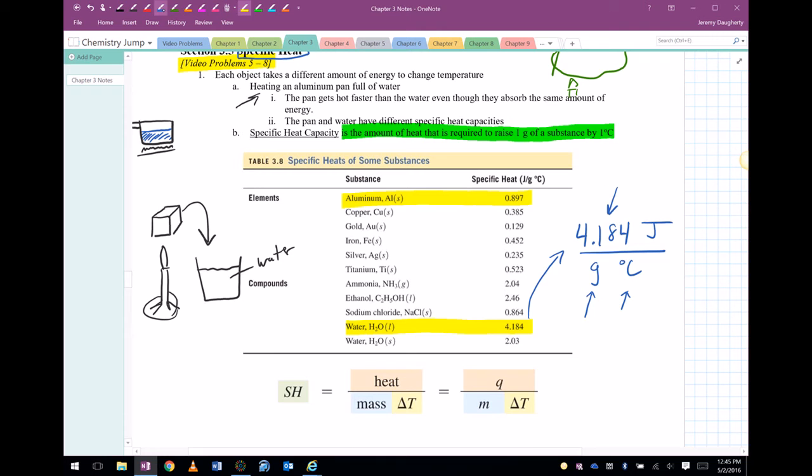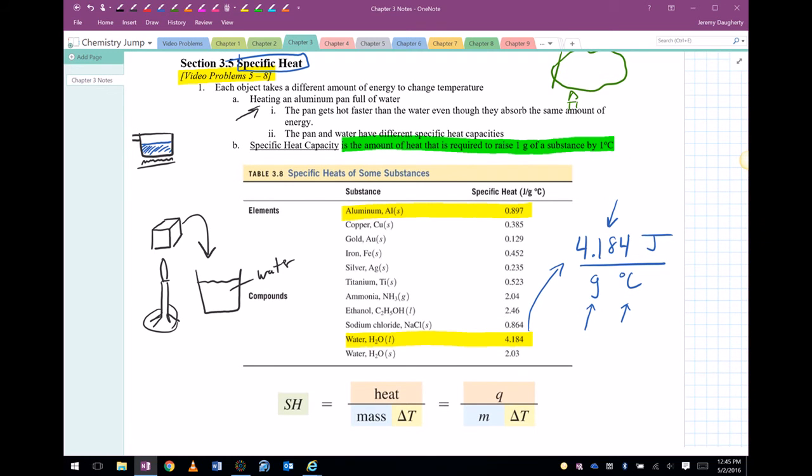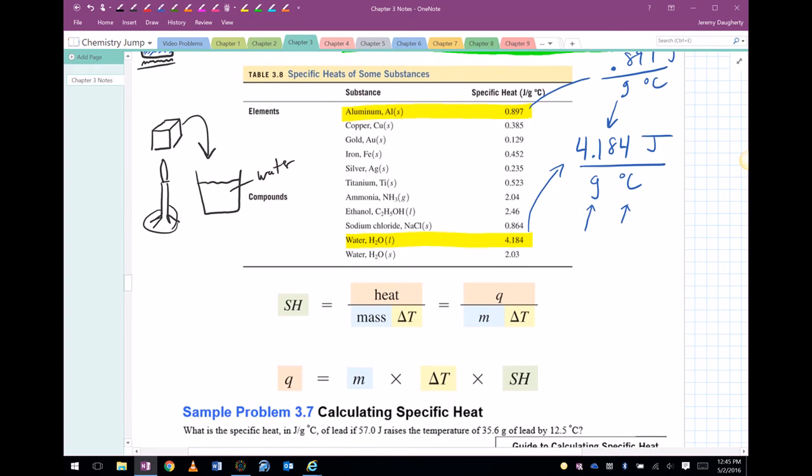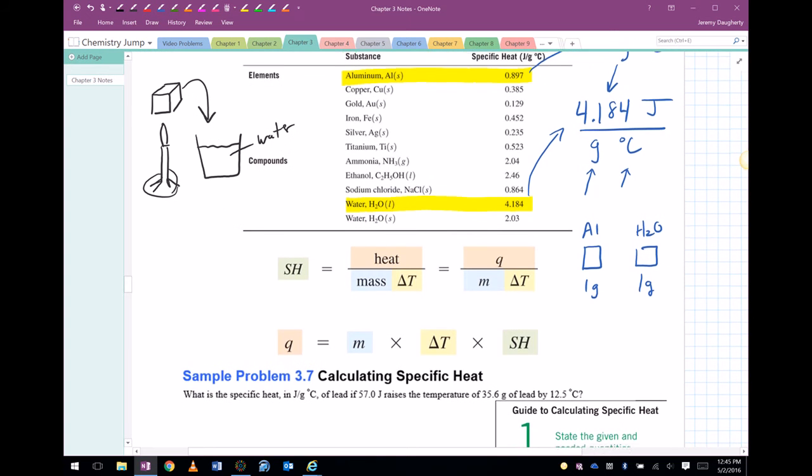Right? So here's aluminum. Aluminum only takes 0.897 joules per gram per 1 degree Celsius. Okay. So what if I have right here a 1 gram chunk of aluminum, and I've got a 1 gram volume of water, and I put in 1 joule of energy.